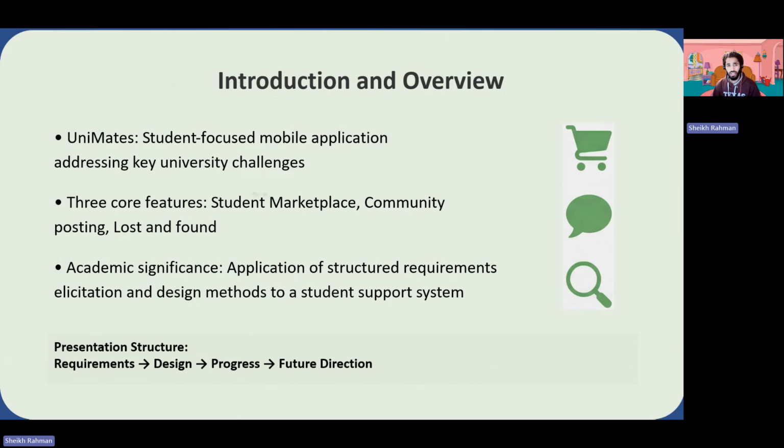Introduction and overview. Inimaze is a student-focused mobile application that aims to address key challenges experienced by university students. The application integrates three main features, which are the students' marketplace, community posting, and lost and found service. From an academic perspective, this project applies structured requirement elicitation and software design methods to develop a student support system. The presentation will follow the structure: requirements analysis, system design, project progress, and feature development direction. Now moving to the next slide.